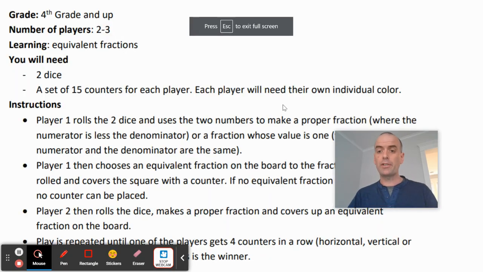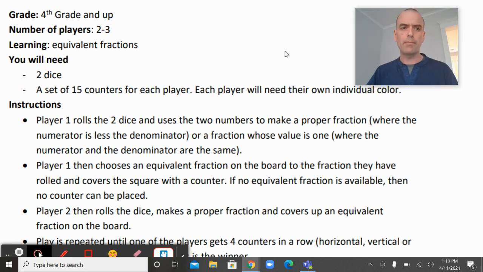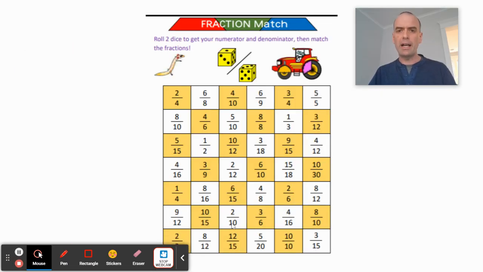Okay, thank you so much for reading the instructions. Please read them before you watch my video. Then any material you need will be on the counter. Thank you. So I just want to quickly give you a visual for how to play.